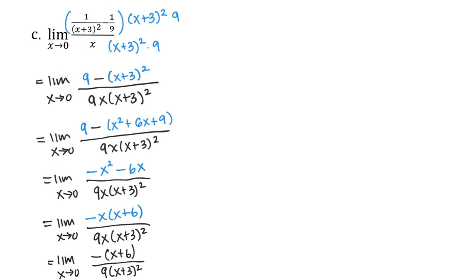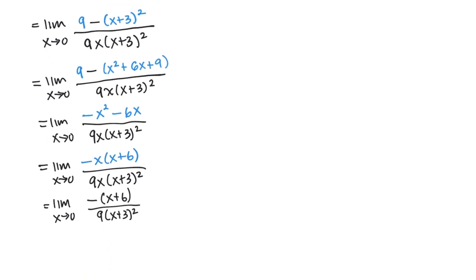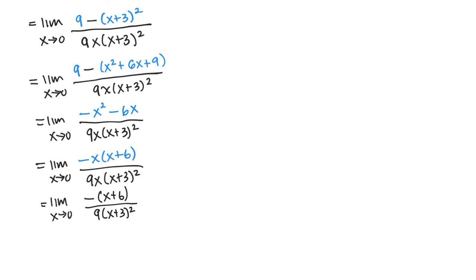Let me try to do direct substitution now. So I'm going to get negative 0 plus 6 is 6 over 9 times 0 plus 3 squared. So negative 6 over 9 times 9 is 81. Let me simplify that down. 3, negative 2 over 27. So I got negative 2 over 27.